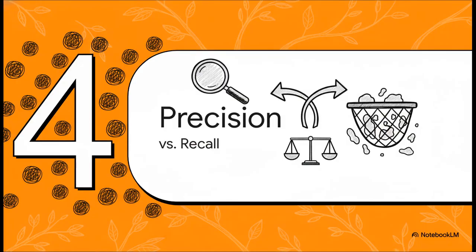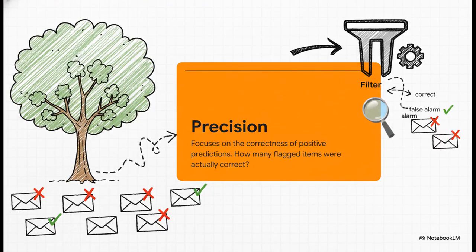And that leads us to 2 of the most important ideas when you're judging a model like this: precision and recall. These 2 things help us measure and, more importantly, help us balance the kinds of mistakes our model is making. Let's start with precision. The best way to think about it is with a spam filter. Precision asks a simple question. Of all the emails that my filter yelled spam at, how many of them were actually spam?